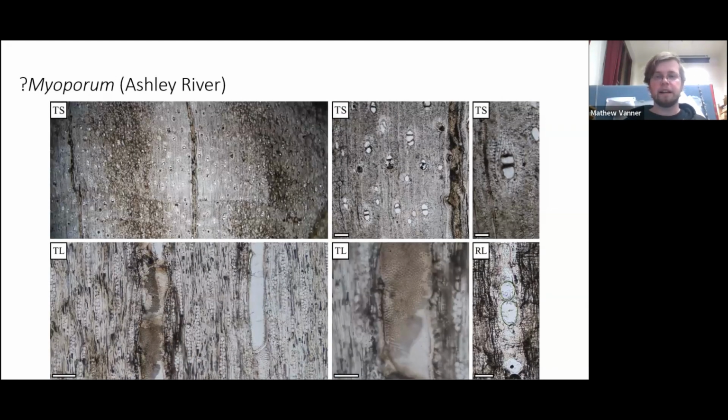Myoporum from the Ashley River. This one is one of the ones whose identification has been queried, but that's all right. It has vessels which are mostly in radial alignments of less than 4, with this really nice halo of axial parenchyma around them. It has, again, these tiny little intervessel pits that go between the 2 adjacent vessels, and it has mostly 2, sometimes 3 seriate rays and simple perforation plates.